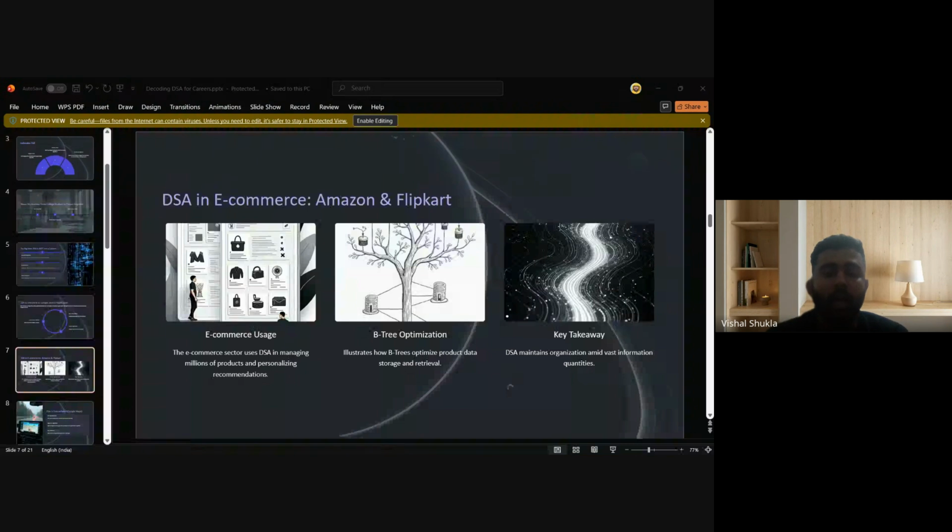Okay. So how does DSA come into the picture in e-commerce? This e-commerce sector uses DSA in managing millions of products and personalizing the recommendations. Next, coming into the picture is B2 optimization. Here, the illustration begins with how the B2 optimizes product data storage and retrieval. So the key takeaway is that DSA maintains organization over vast information quantities.